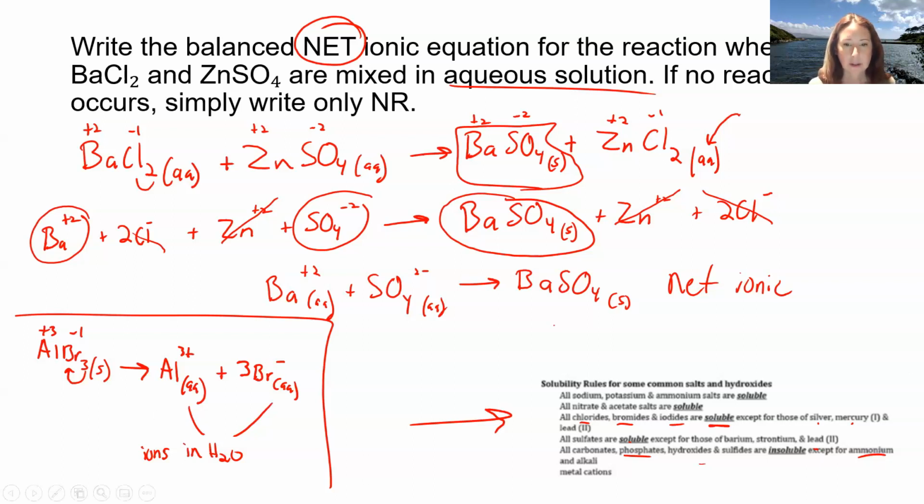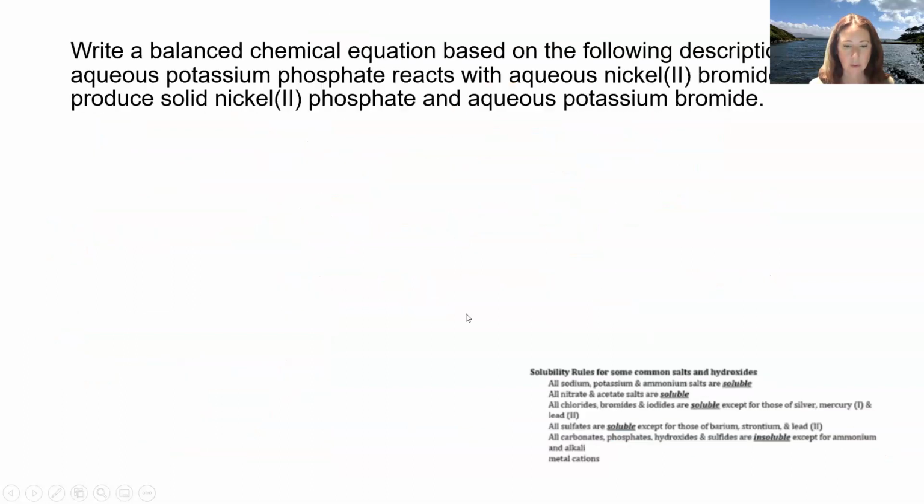So I got that one a couple times today. Okay. So let's do one more net ionic equation that we got.